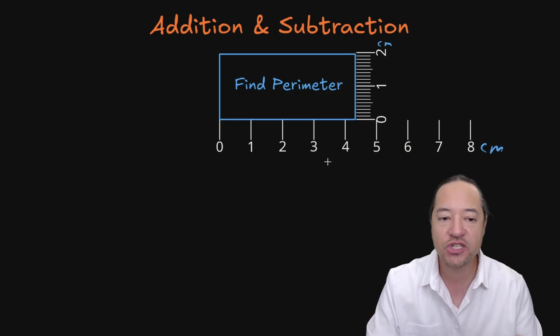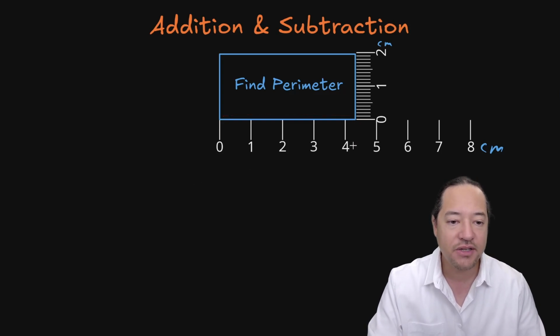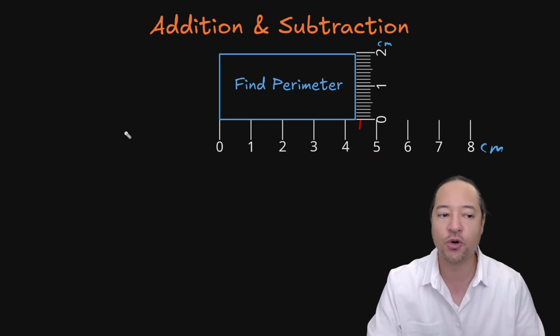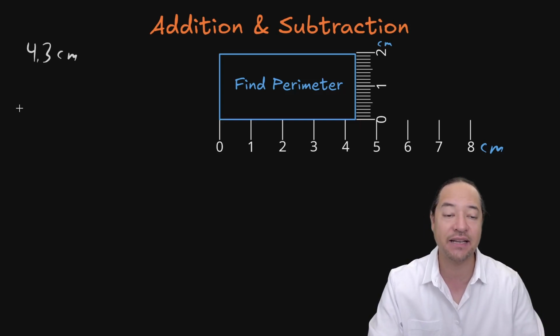So let me first try and measure the length here, okay? I want to try and measure the length here of that rectangle. And because this is a more coarse gradation here, I have to estimate. So this is less than 4.5. I'd say maybe that's around 4.3. Let's say about 4.3 centimeters. Okay, so let's say that is the length. And then I'm going to estimate this width over here.